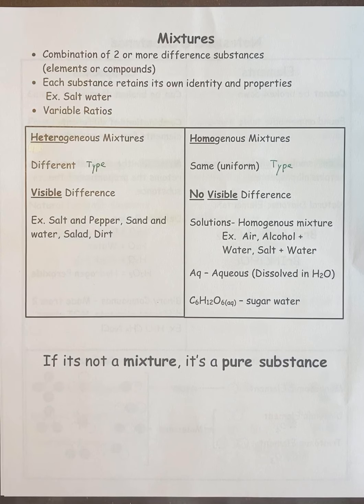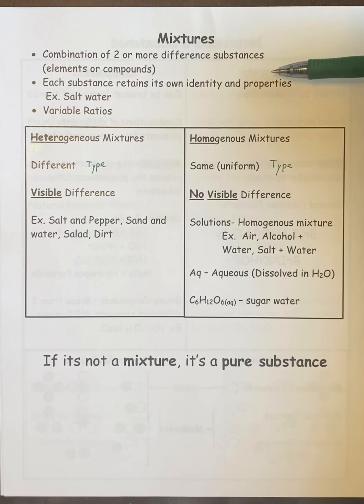So now we'll talk about mixtures. Mixtures, there's two types, okay? A mixture is a combination of two or more different substances. I use the word substance because that could be an element, it could be a compound, it could be any combination of the two. So it could be two different elements, two different compounds, or an element and a compound. It doesn't make a difference, okay? And it could be obviously way more than two. Each substance retains its own identity and properties.